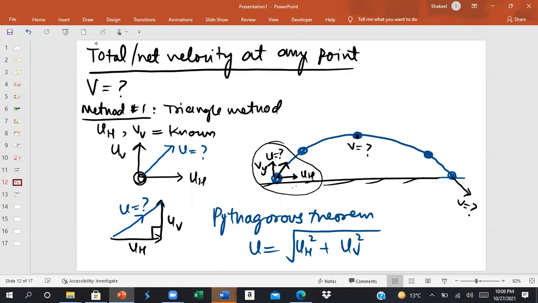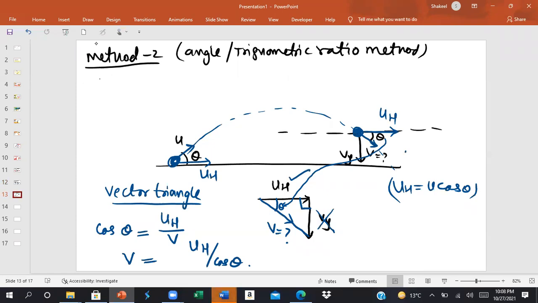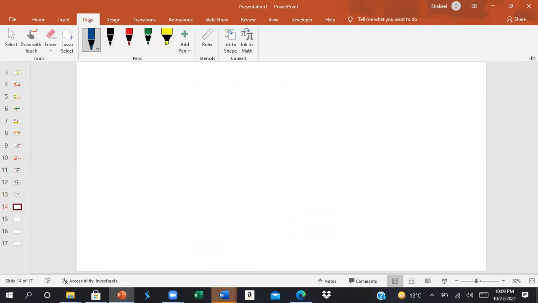So these are the two methods. In the first method, you know both of them, you know the vertical and horizontal components, both are known to you, and as they're at right angles, you use Pythagoras theorem. In the second method, you know the angle, but you don't know the vertical component. So as the triangle is still right angled, you can use the trigonometric ratio to find the velocity. So this was the first thing, the velocity.